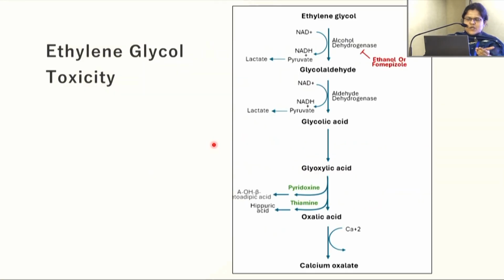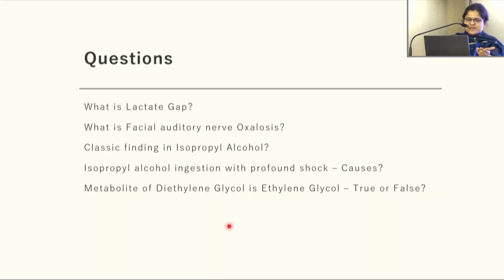In ethylene glycol toxicity, ethanol or fomepizole acts on alcohol dehydrogenase and prevents the conversion of ethylene glycol to glycolaldehyde. And pyridoxine and thiamine help in conversion of glyoxylic acid to inactive metabolites. As well, hemodialysis is going to help in eliminating ethylene glycol as well as the other toxic metabolites. So these are the questions for the residents here.